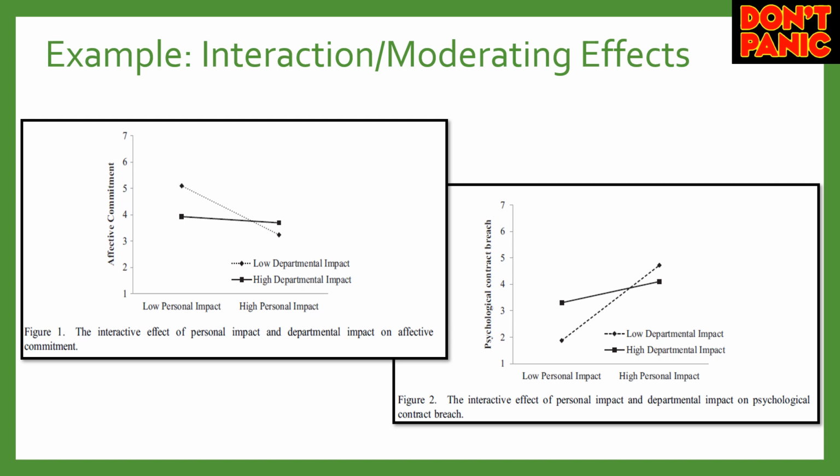So the dotted lines have a greater slope, you'll notice. It looks like employees who experience a greater personal impact of budget cuts, but are in a department that is less impacted by budget cuts overall, tend to have worse outcomes, or in this case, lower affective commitment and more psychological contract breach, than employees who experienced a high personal impact of budget cuts, but also worked in a department that was experiencing a high degree of budget cuts as well.